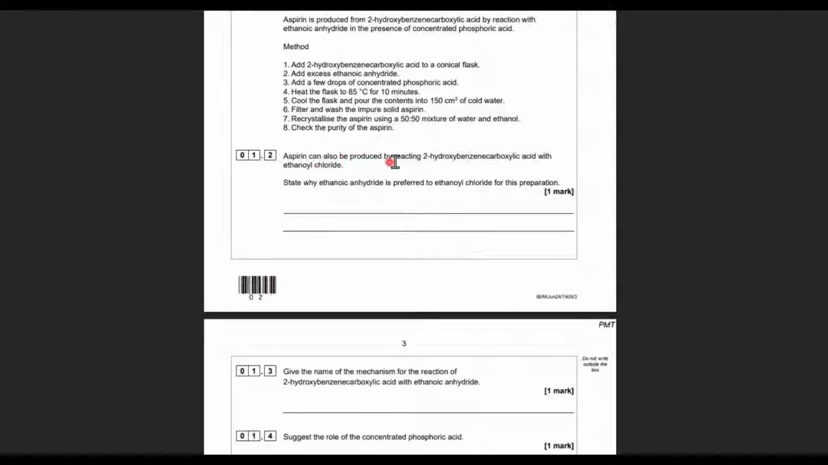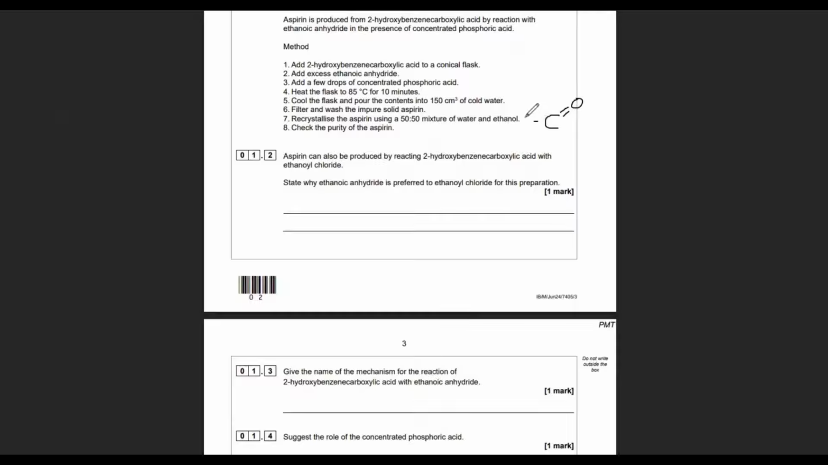Filter and wash the impure solid aspirin. Recrystallize the aspirin using a 50-50 mixture of water and ethanol. Check the purity of the aspirin. Aspirin can also be produced by reacting 2-hydroxybenzene carboxylic acid with ethanoyl chloride. State why ethanoic anhydride is preferred to ethanoyl chloride for this preparation.